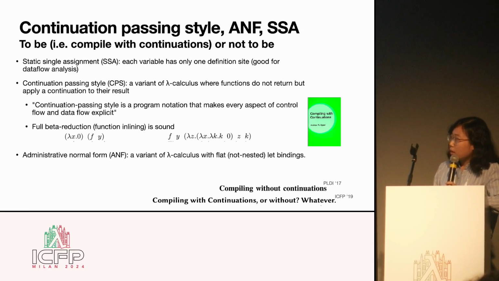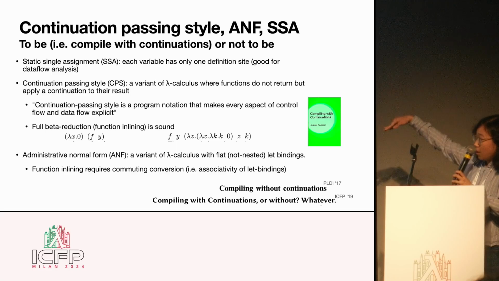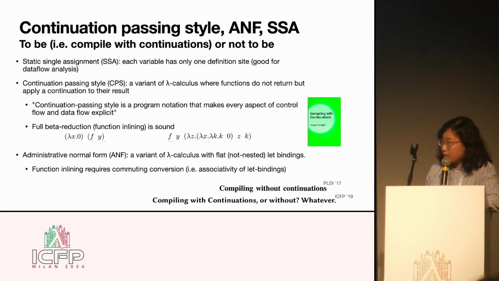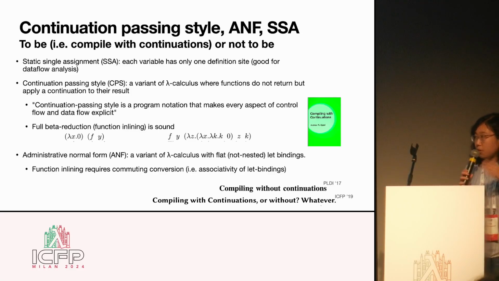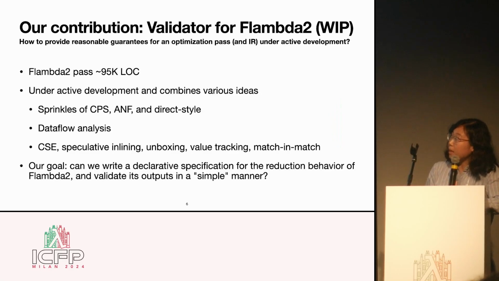And as I've hinted at earlier, ANF is a variant with flat let bindings, which requires commuting conversion, which can be inefficient. And in fact, there have been other works by various people that discuss whether or not we need to choose one decision over another, and the advantages and disadvantages of each. Our contribution specifically is about Flambda2, which makes some interesting design decisions in this domain.